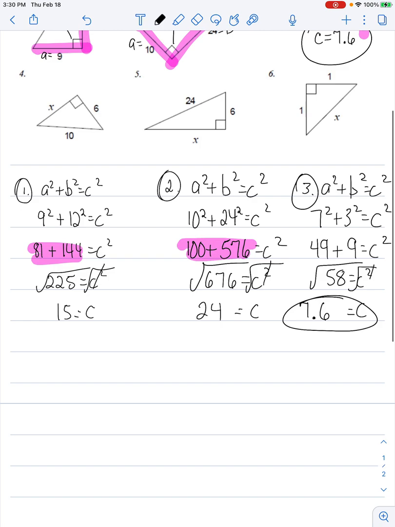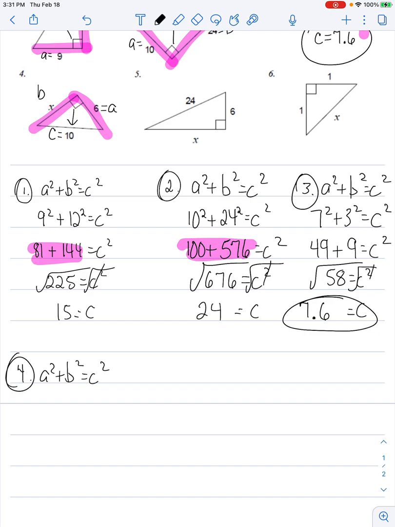Now let's take a look at 4. Let's find our right angle. And it looks to me like they gave us C. So my X that I want to find, I'm going to call that B. And I'm going to call this one A. So for number 4, write your formula. A squared plus B squared equals C squared.